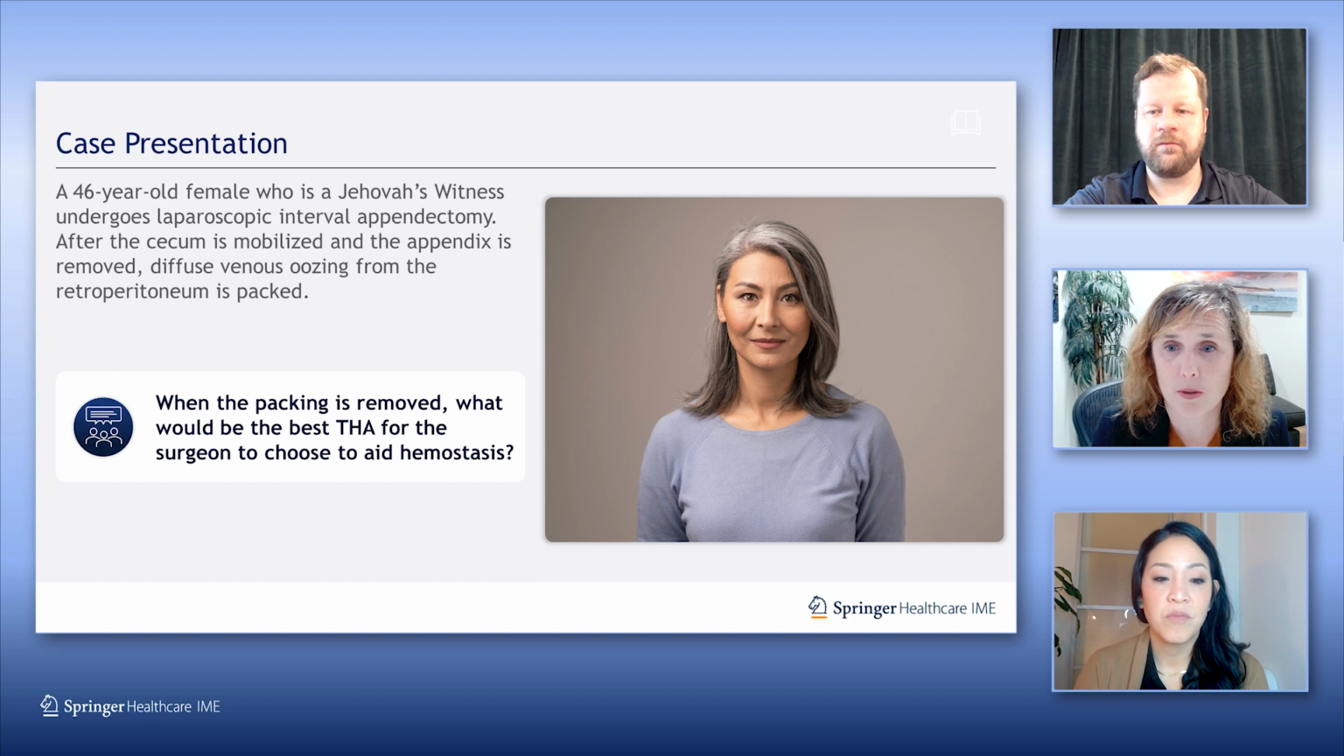For patients who are Jehovah's Witness, it's important to consider the composition of these THAs because some of them do include either human blood product or animal product components. So these are just all considerations that should be taken into account when selecting an agent.